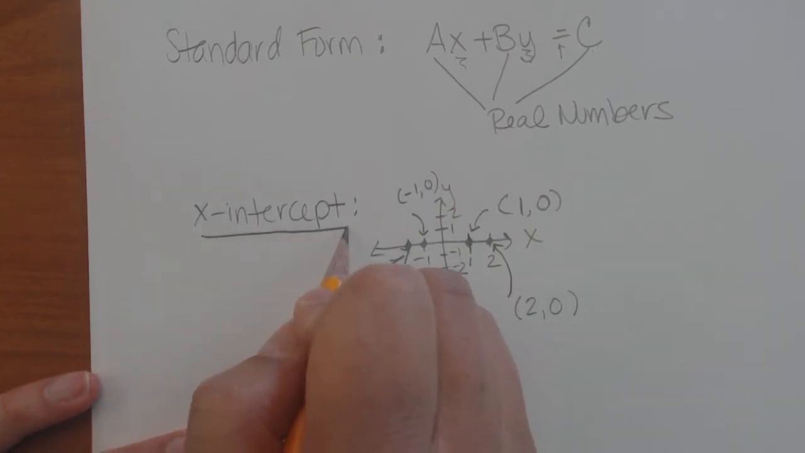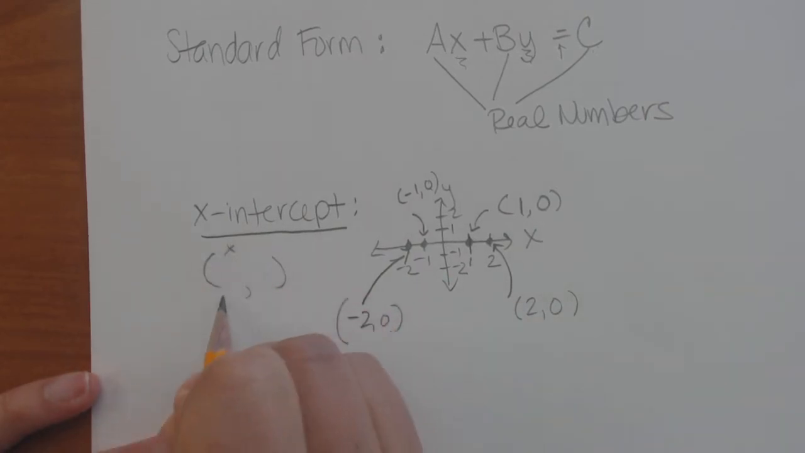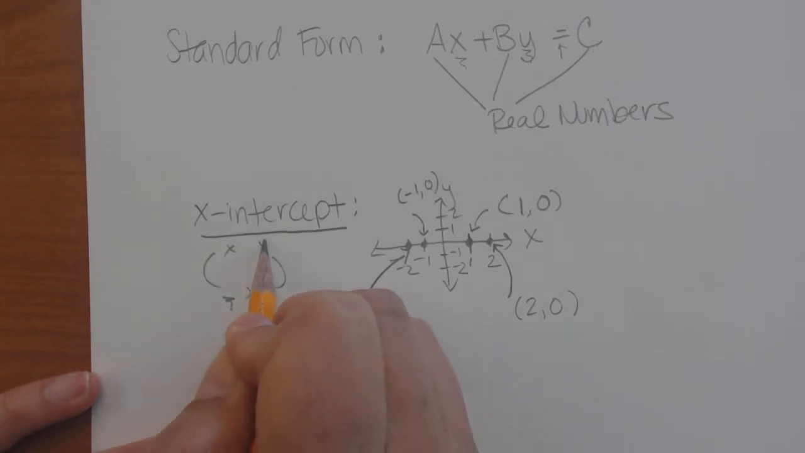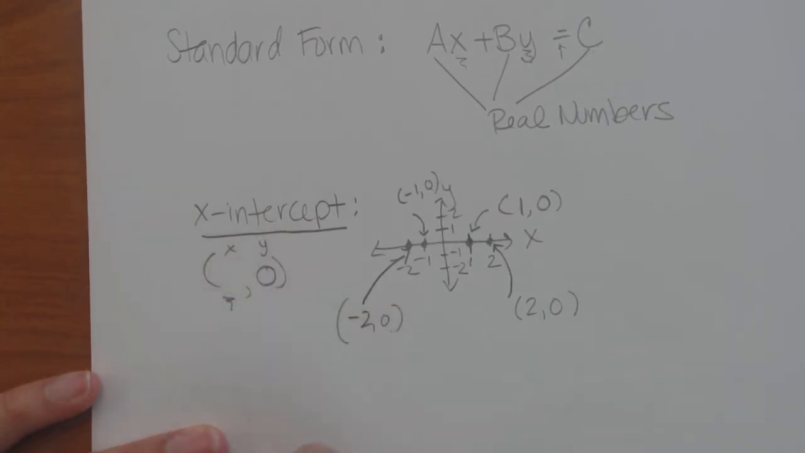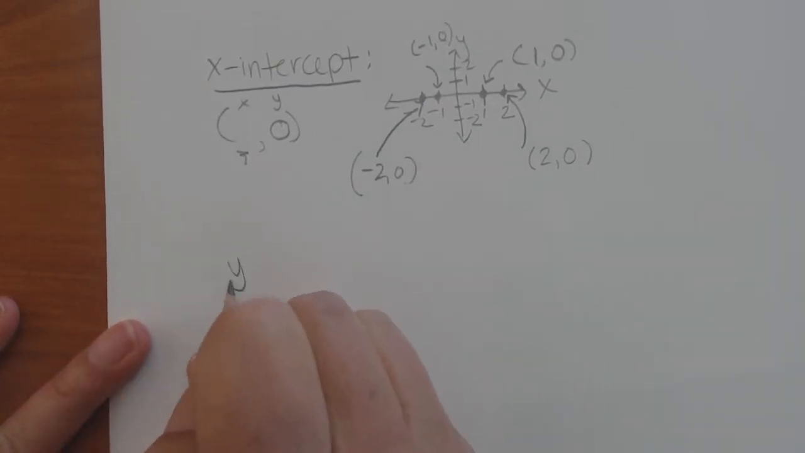So the x-intercept, when you get down to it, the x value, the first number, is always going to be a number. It could be 0, but the y will always be 0. You can always make sure. So let's look at the y-intercept.